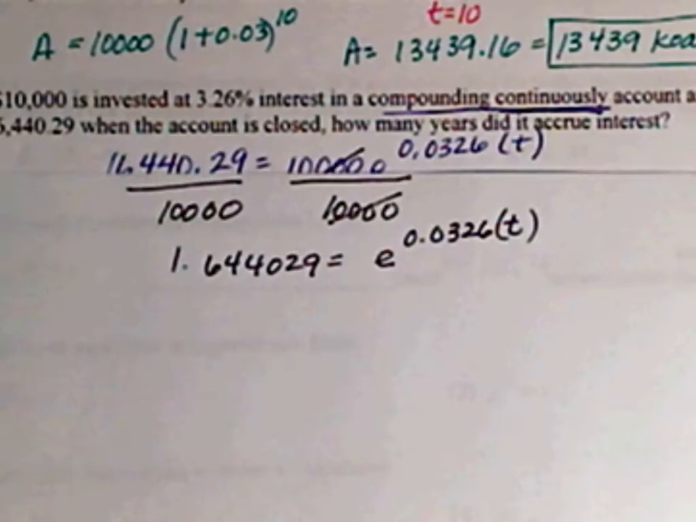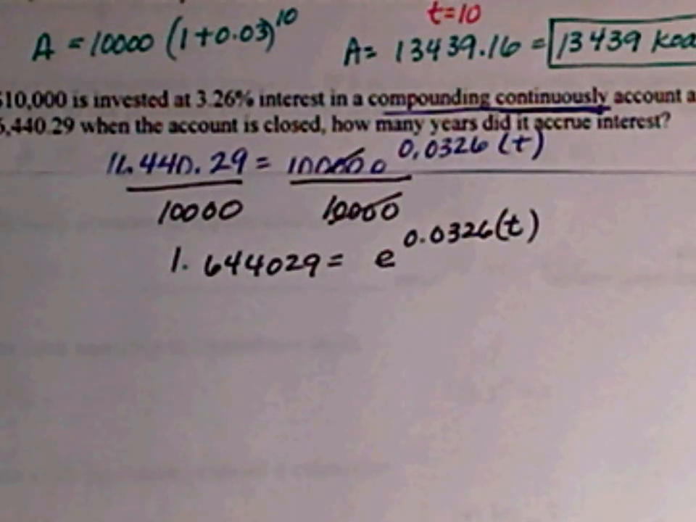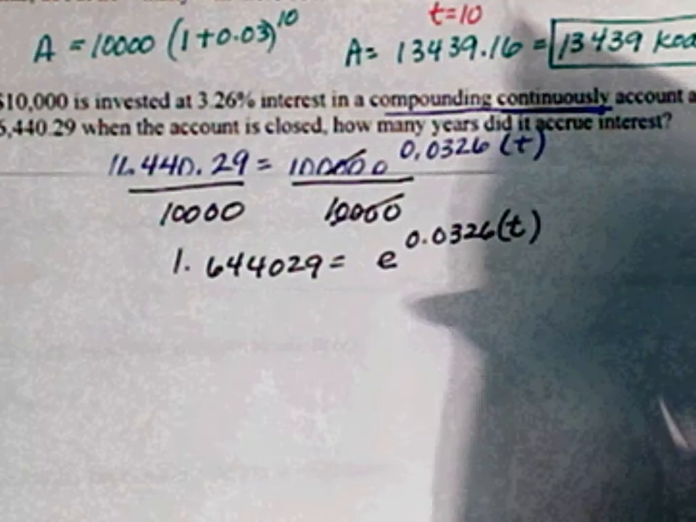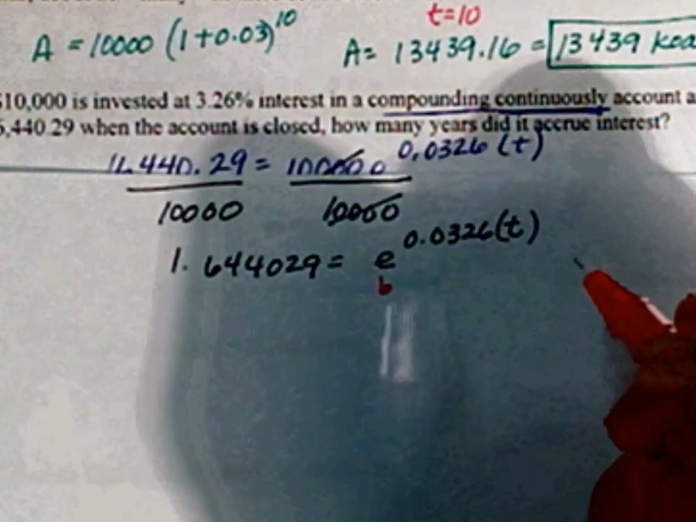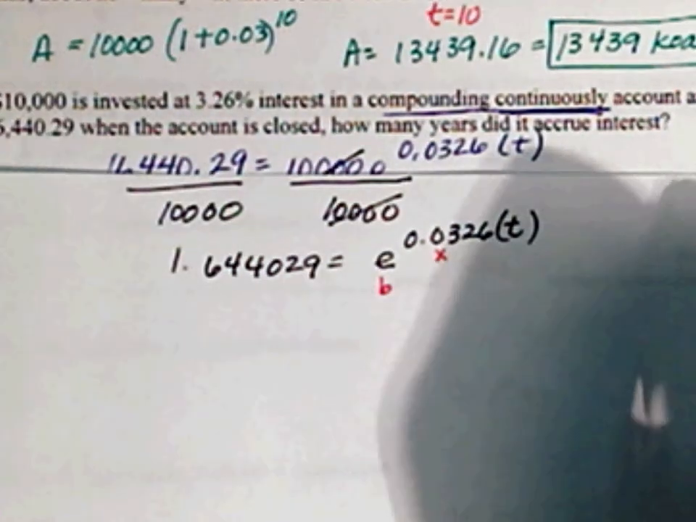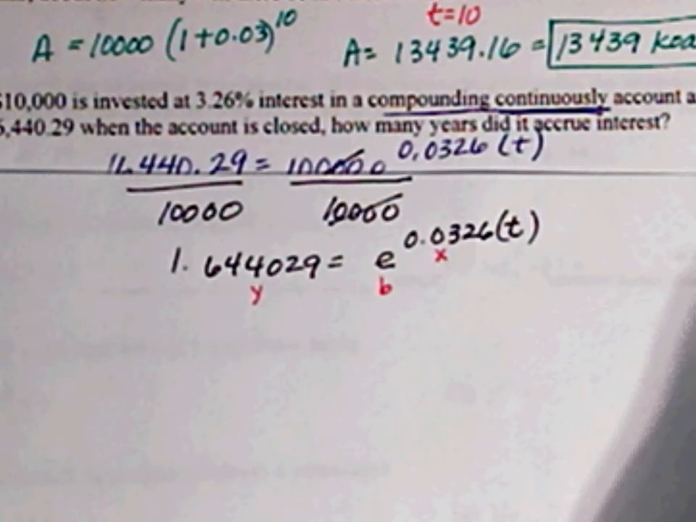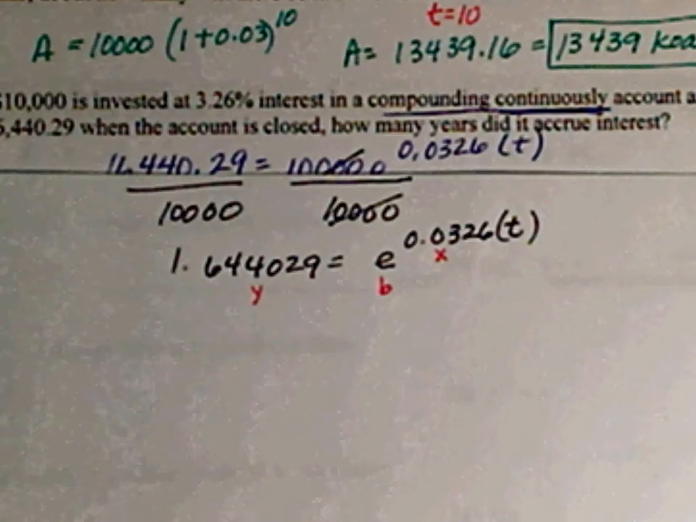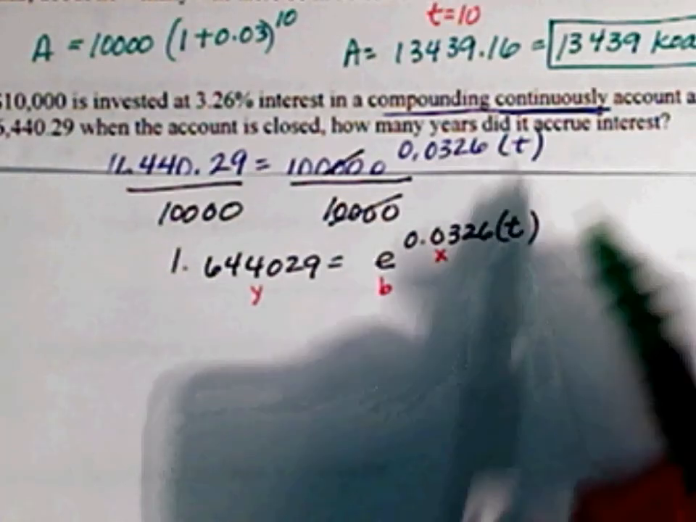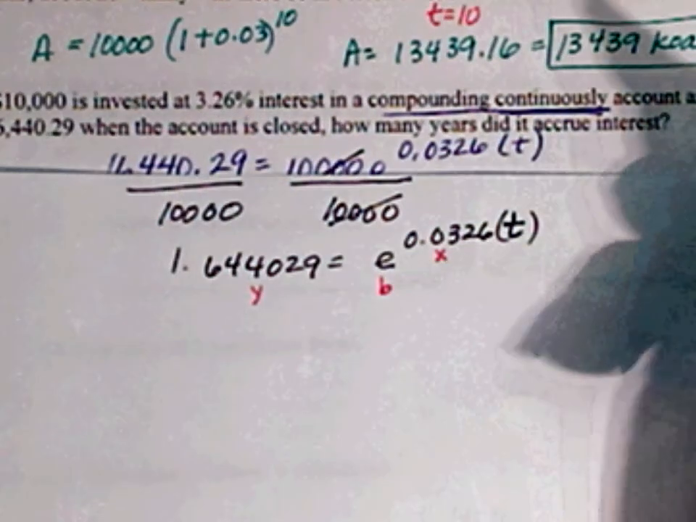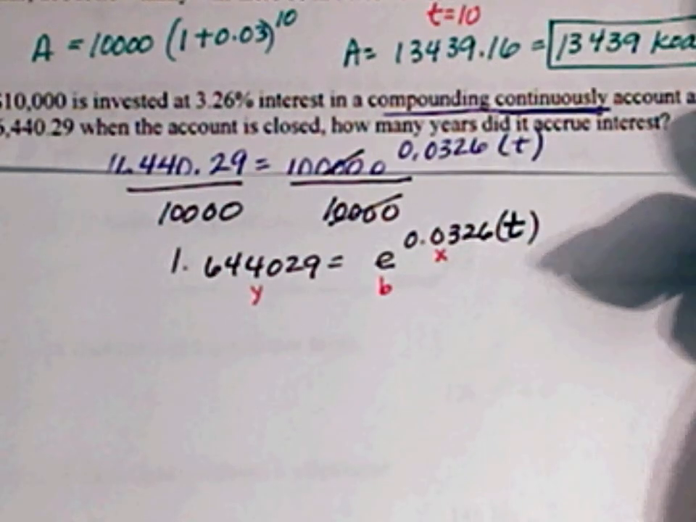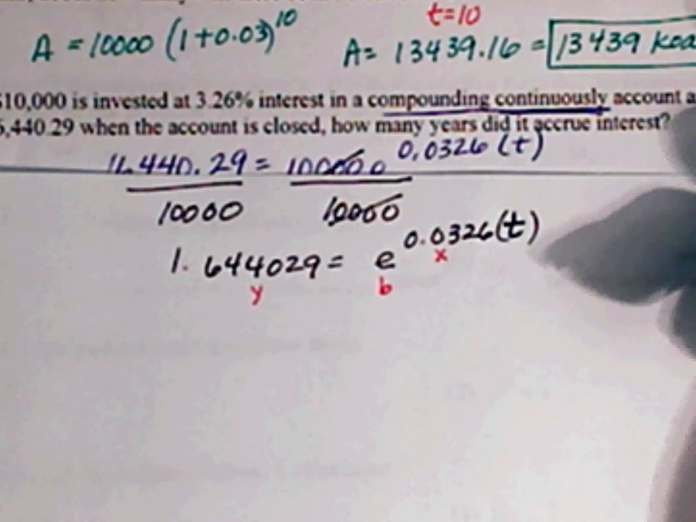Okay. Now let's think this through. This is your B. This is your X. Isn't this your Y right here? Everyone got it? Now, I'm looking for T. T is in the exponential position. What is the opposite of exponentials? What is it? Starts with an L. You've got to know this. Logs. So can I rewrite this in logs and get rid of my exponents?